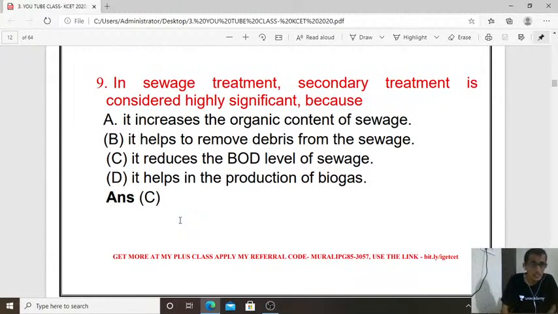Next, the 9th one. In a sewage treatment plant, secondary treatment is considered highly significant because of what reason? The primary treatment is the removal of effluent, biodegradable material, plastic items or solid waste, etc. Secondary treatment after the primary treatment is highly significant because it reduces the BOD level of sewage. The biological oxygen demand of the sewage water is reduced in the secondary treatment because of the action of microorganisms.